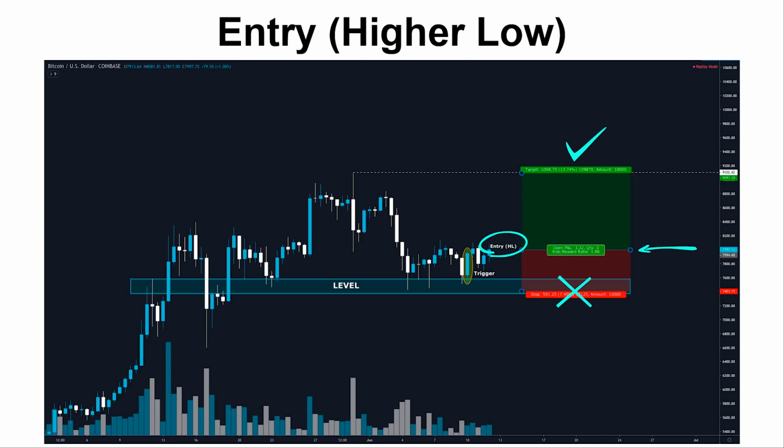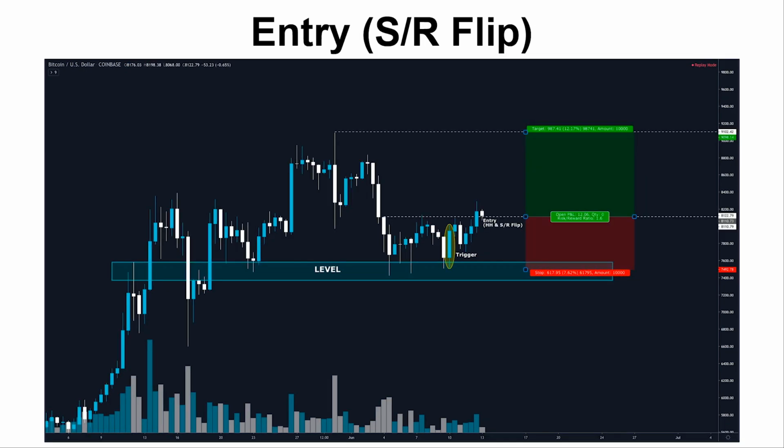With that said, let's move on to another example of how we could have entered a similar trade using the same level and trigger. In this scenario, we'll notice that we waited for a higher high to form before actually entering the trade.